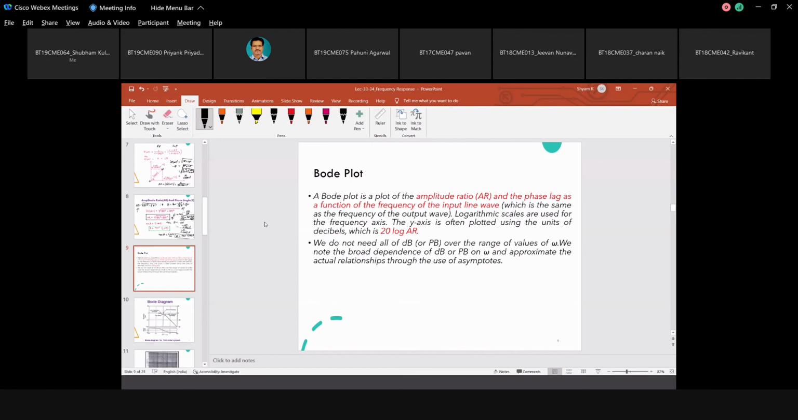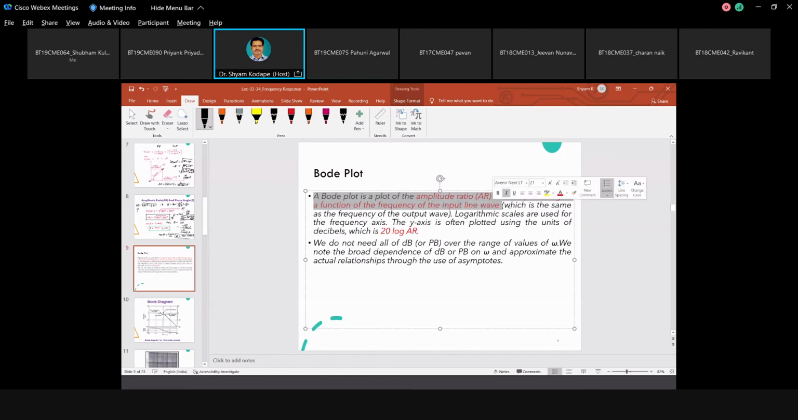That same graph, what do we call it? Bode plot. Okay, this is a very essential part of our subject, the Bode plot. A Bode plot is a plot of the amplitude ratio and the phase lag. Theta is the phase lag as a function of frequency of the input sine wave, which is the same as the frequency of the output wave. Omega will be the same, right, in input and output.